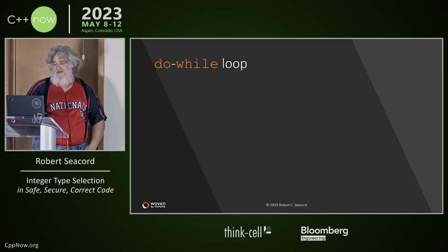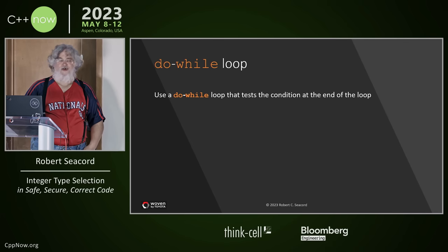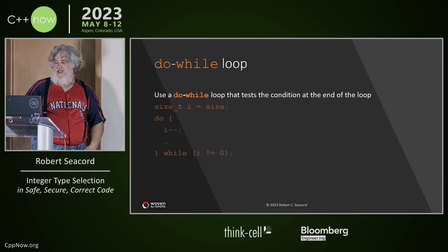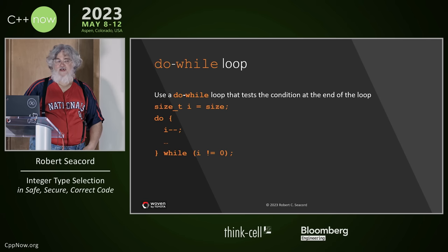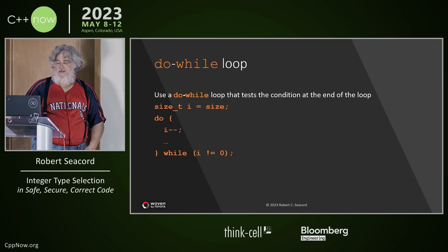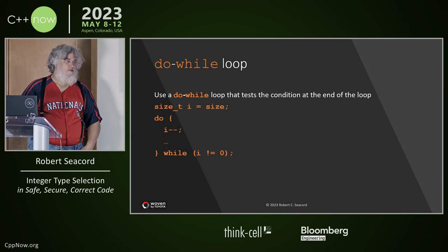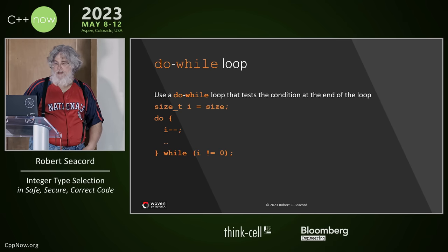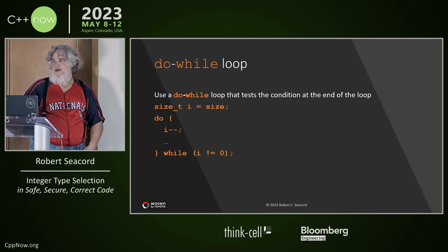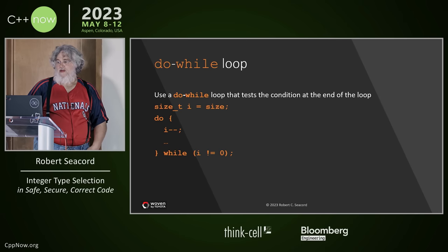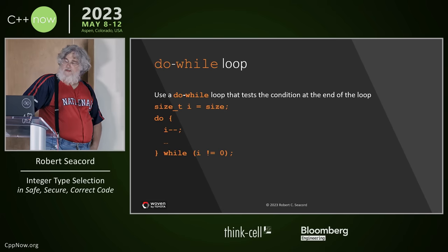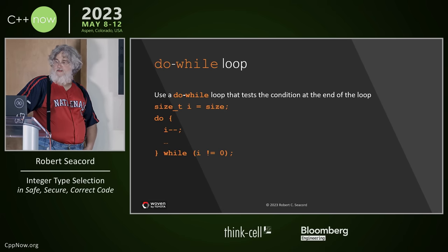So the final solution is the do while loop that tests the condition at the end of the loop, right? So here I'm using size types. I never wrap around. I always terminate. I can't find a problem with this code. People might think it's ugly, but it always executes once, right? Whereas the while loop may execute zero times. Yeah, it can't not execute once.